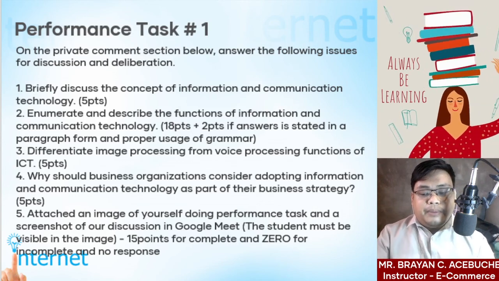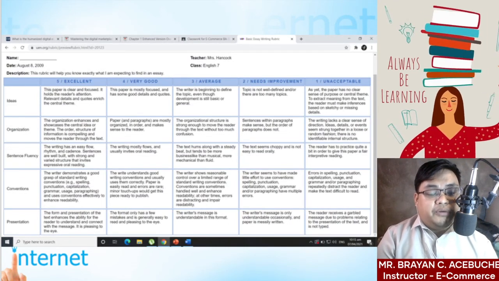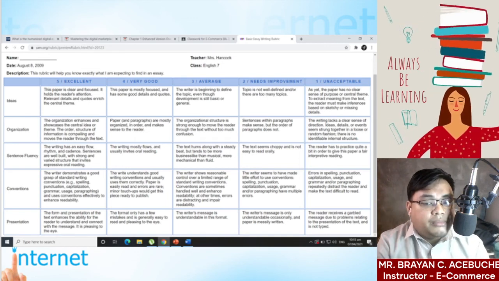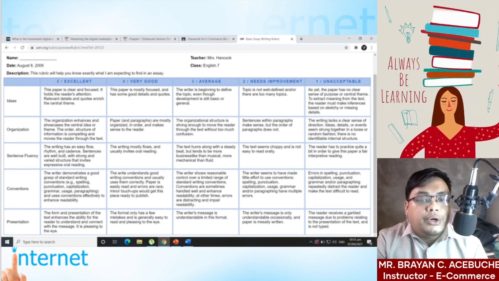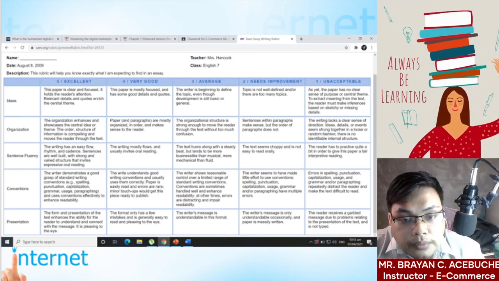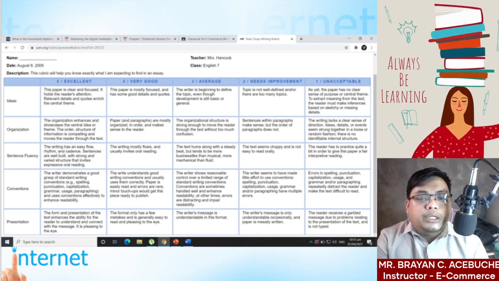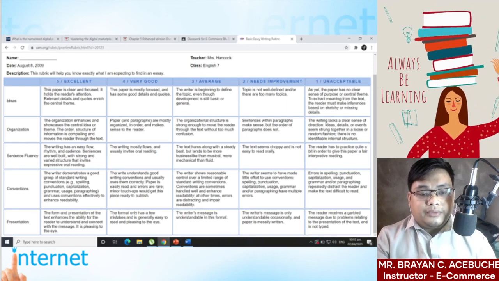Okay? And paano po kayo mag-grade? So, ito po yung atin pong criteria for grading. You can screenshot para at least mas makita ninyo kung paano kayo ig-grade. So, the ideas, the organization. Ayan. So, those are the things na i-measure sa inyo pong pagsagot. Okay?